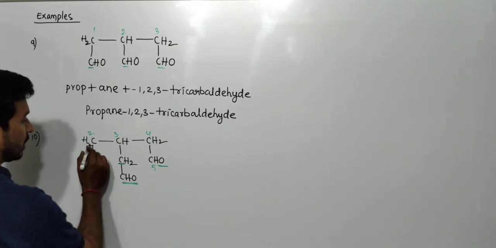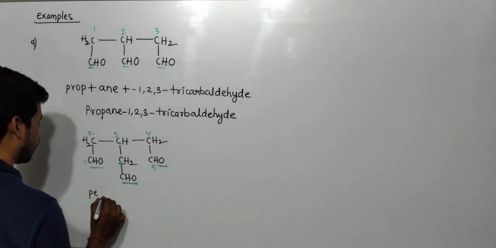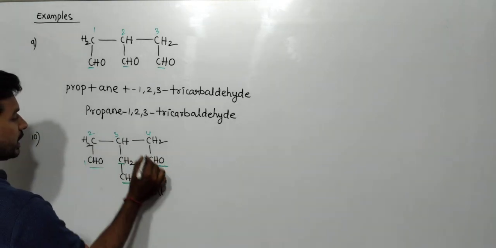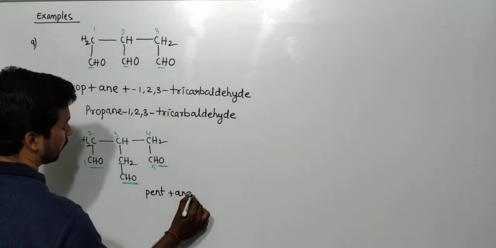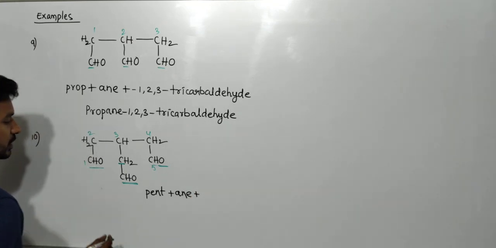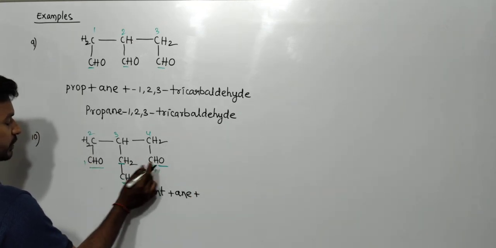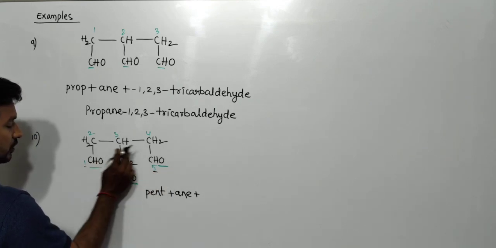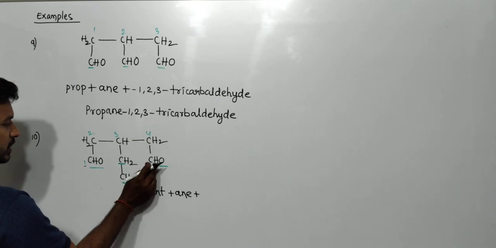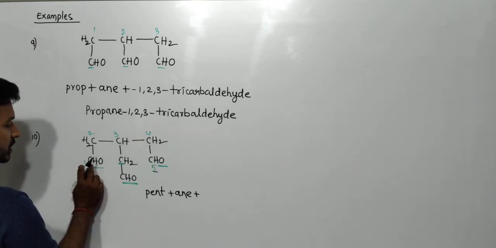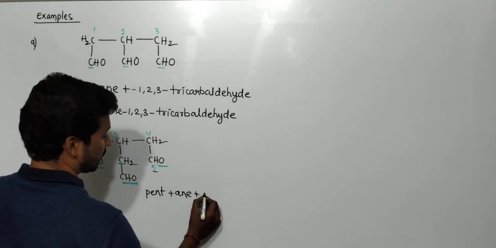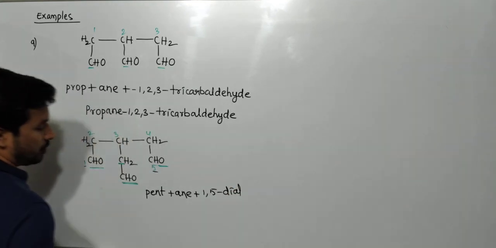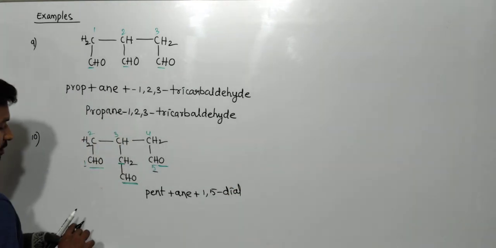Now, count the number of carbon atoms: 5 carbon atoms. So the root word is pent. Between those 5 carbon atoms, single bond, so ane. Primary suffix completed. Next, due to the presence of 2 CHO groups taken into the parent chain, we use ol. If the carbon atoms of the functional groups are counted, then ol two times, at first and 5th position, diol. Pentane-1,5-diol. And what about this?